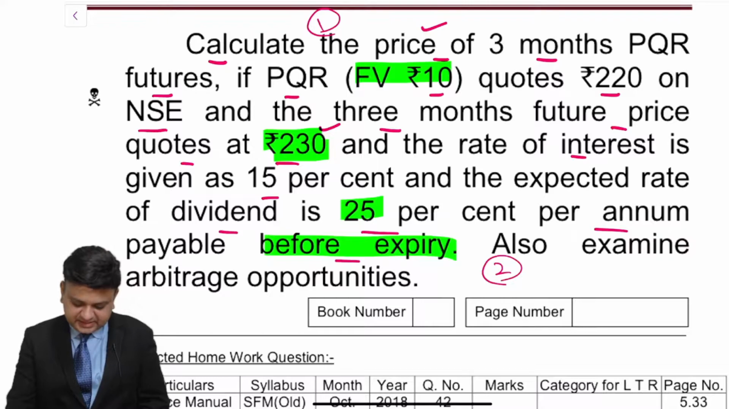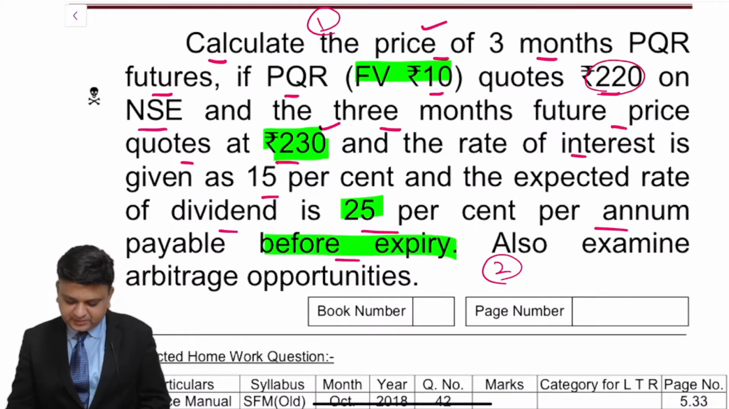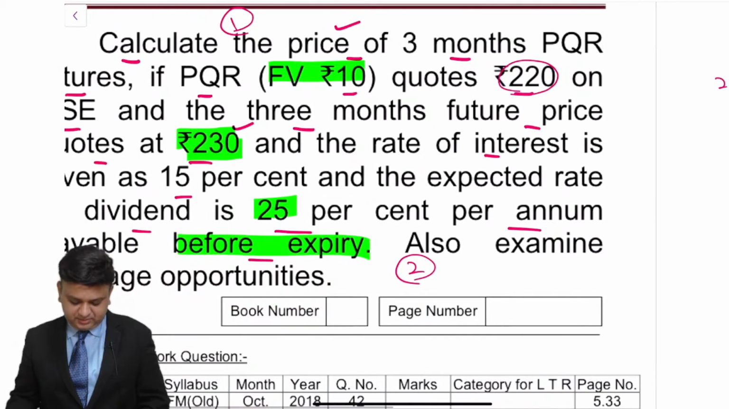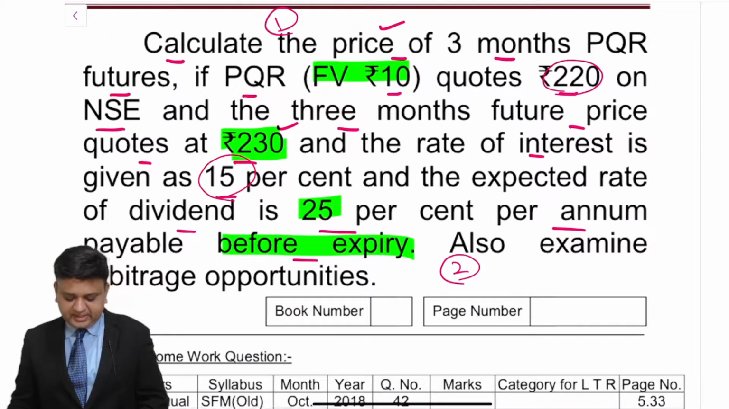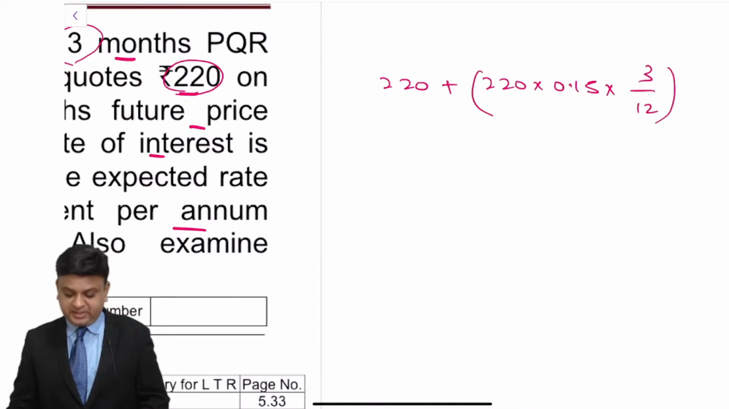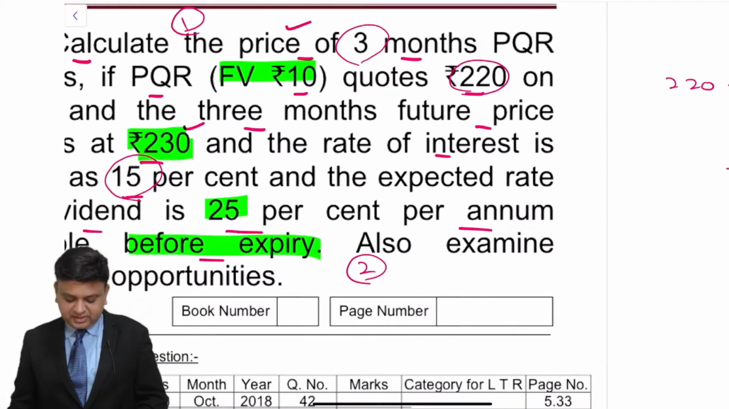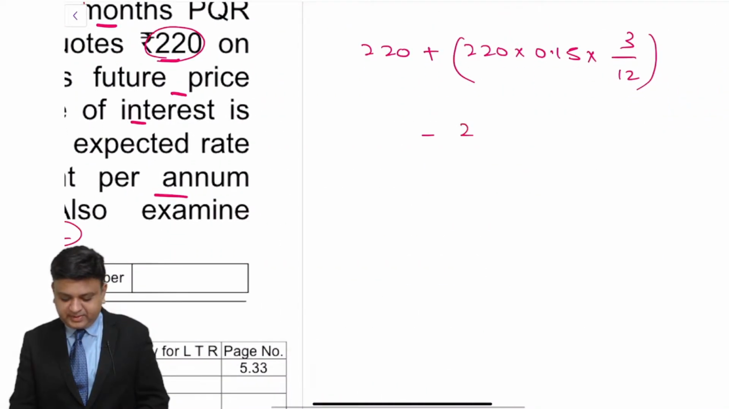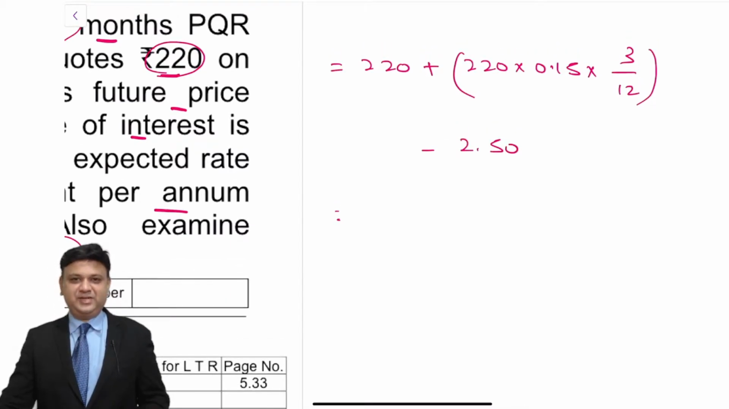So friends, we understand that the spot price is 220. First of all, let us have an informal discussion. The rate of interest is provided as 15% and the time period is 3 months. So 220 into 15% into 3 divided by 12. So interest is added to the spot price minus the dividend income. It is 10 into 25%. That comes to 2 rupee 50 paise. This is the way we are required to make the computation of the answer.